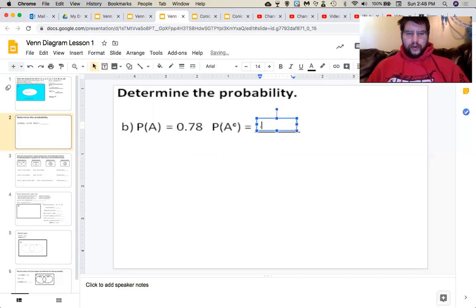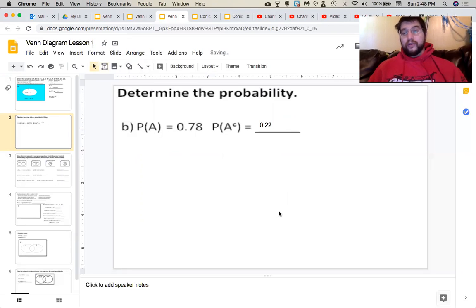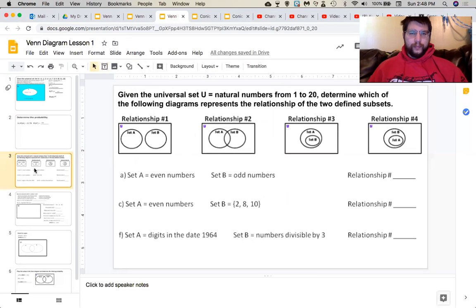You could write it in a fraction, but if they give you a decimal, you might as well keep with what they give you. If they gave it to you as a fraction, then I'd suggest writing it as a fraction. Makes it easier on you and me. So that's how you go about doing those. Just do 1 minus whatever A is to get the complement of A.